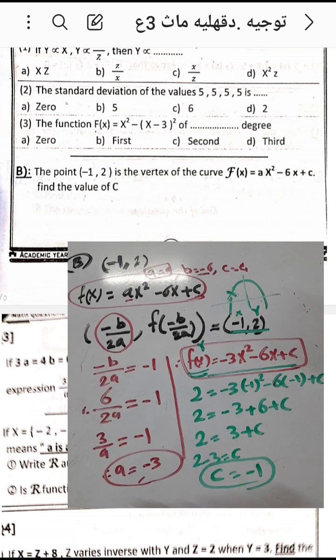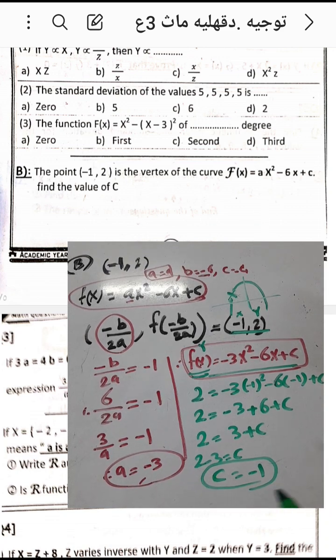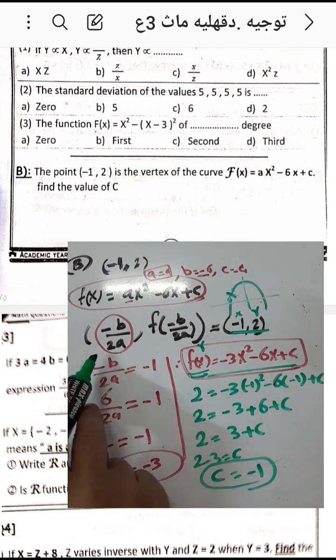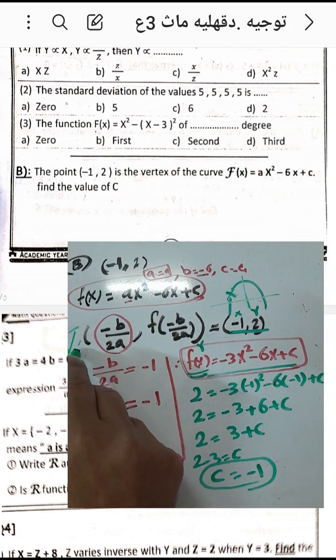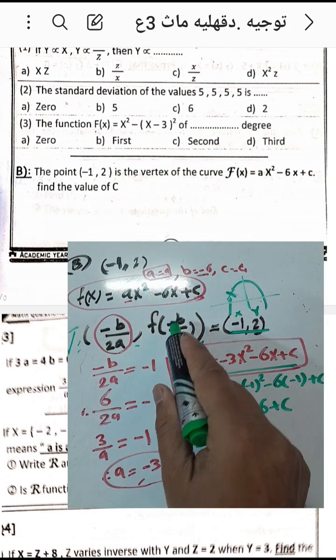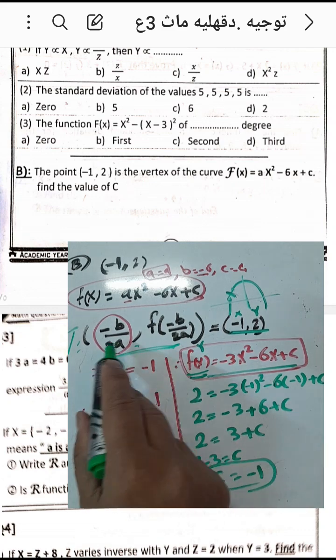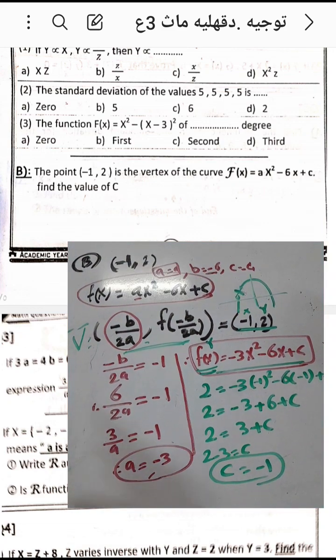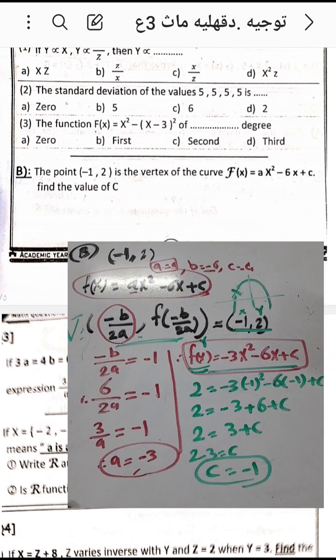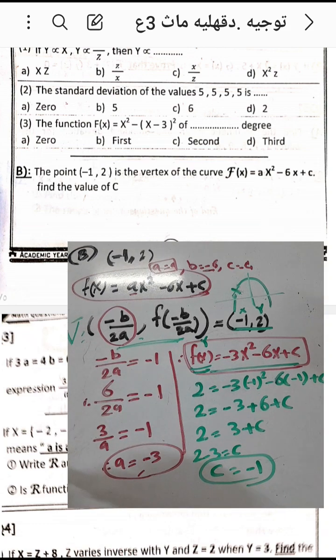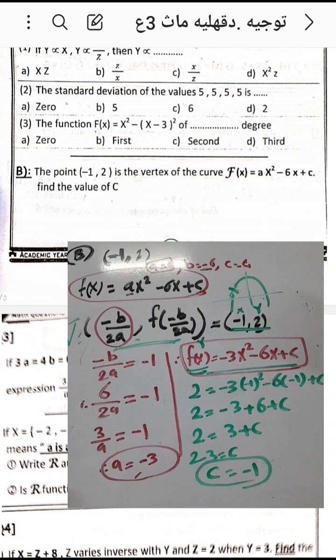It's very important to give us the vertex point of the curve. It means the vertex equals negative b over 2a, and f of negative b over 2a. It's the rule for the vertex of any second degree curve. Okay, the second degree function here has the vertex. Okay, this gives us the rule here.